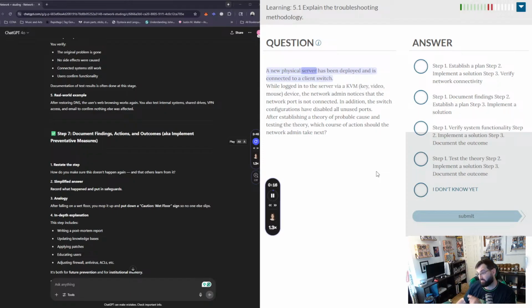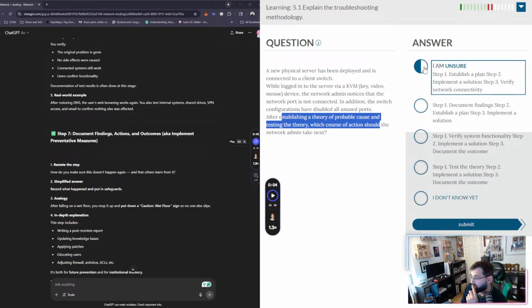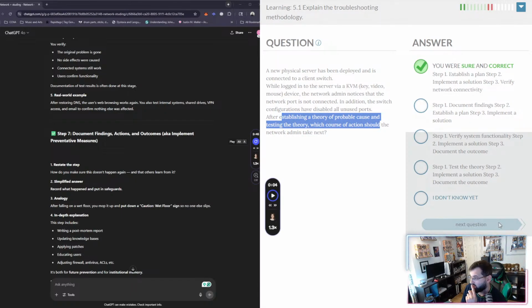A new physical server has been deployed and is connected to a client switch. While logged into the server via a KVM, keyboard video mouse device, the network admin notices that the network port is not connected. In addition, the switch configurations have disabled all unused ports. After establishing a theory of probable cause and testing the theory, which course of action should the network admin take next? Okay, so we've already tested the theory. We've already talked about this one ad nauseum. After establishing a theory of probable cause and testing it, the next thing is to establish a plan, implement a solution, verify the network connectivity.